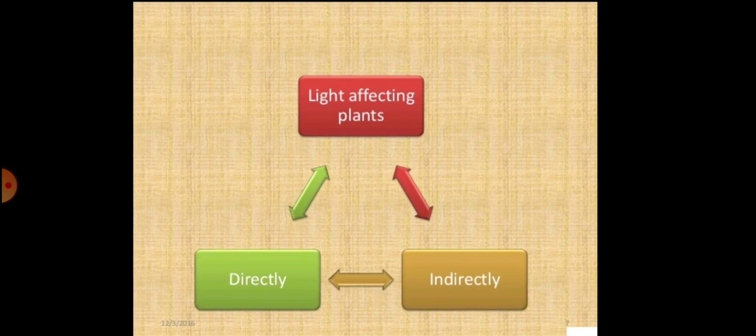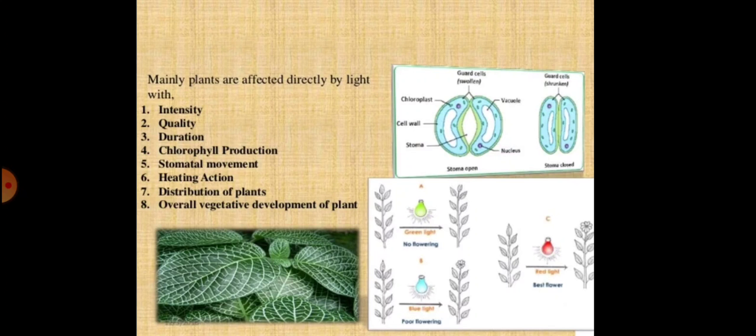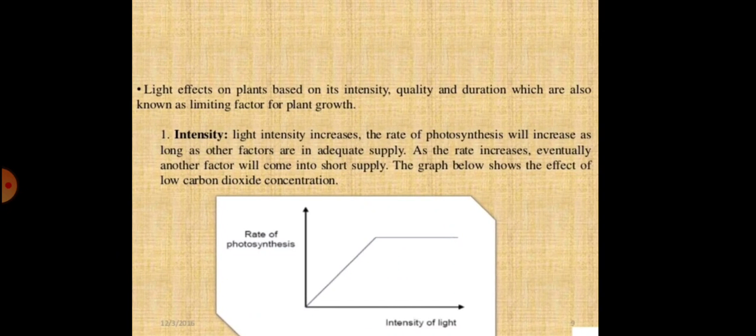Light affects the plants in two ways, directly and indirectly. Many plants are affected directly by light with intensity, quality, duration, chlorophyll production, stomatal movement, heating action, distribution of plants, and overall vegetative development of the plants. We will deal with all of these factors one by one. First of all, the light effects on plants based on its intensity, quality, and duration, which are also known as limiting factors for plant growth.